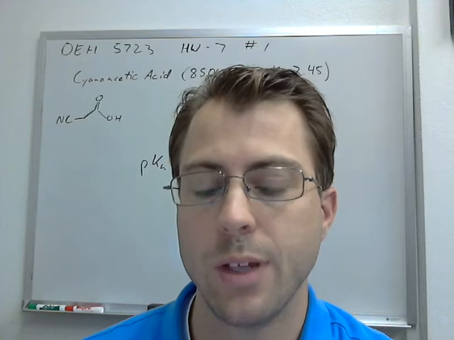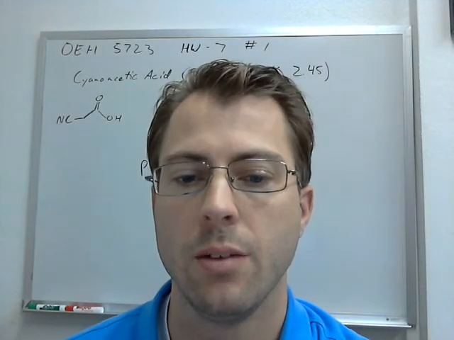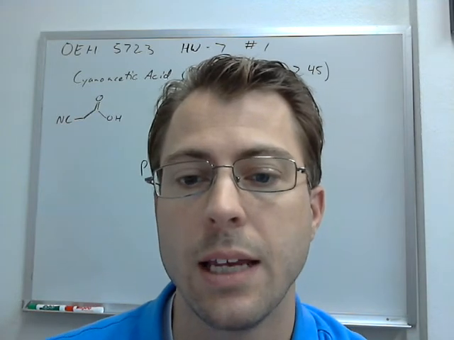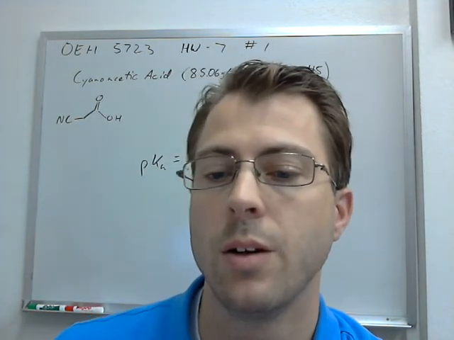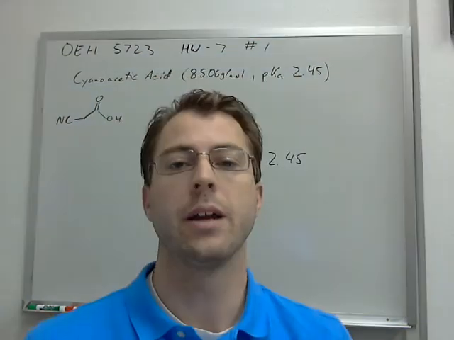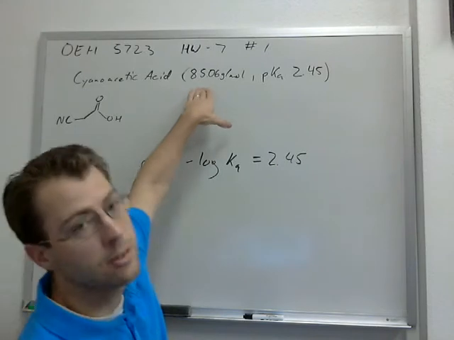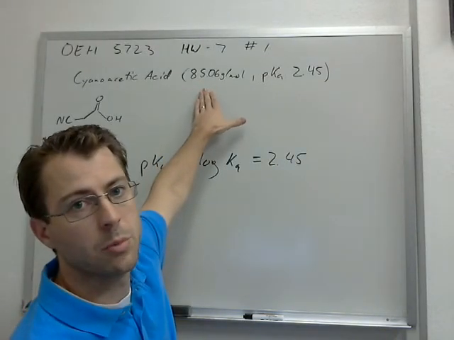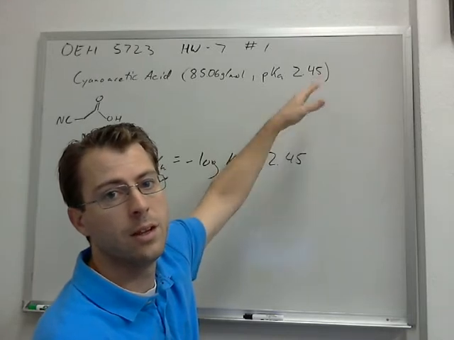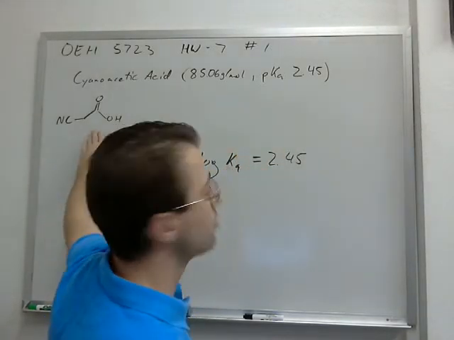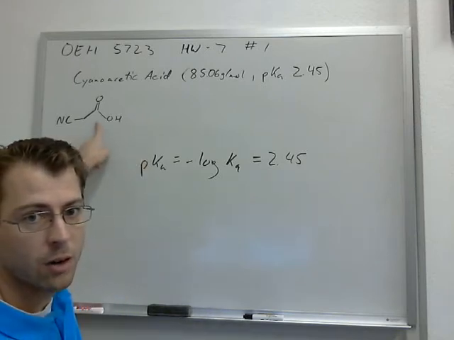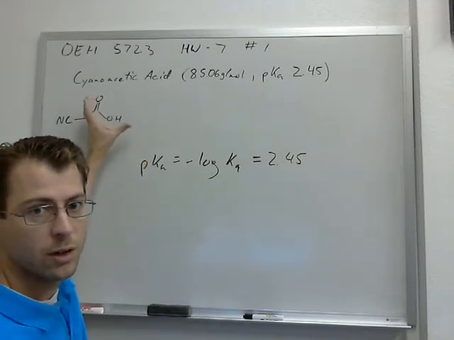And number 1, we're asking for the pH of a 5% cyanoacetic acid solution. So I go ahead and provide to you the things that are written on the board. The molecular weight is 85.06 grams per mole, and the pKa is 2.45. So this is the structure of our molecule. We have our cyanide group, and then we have our carboxylic group over here.